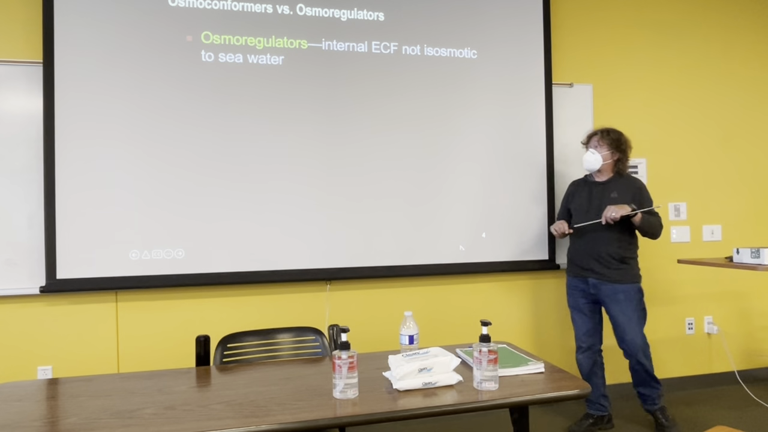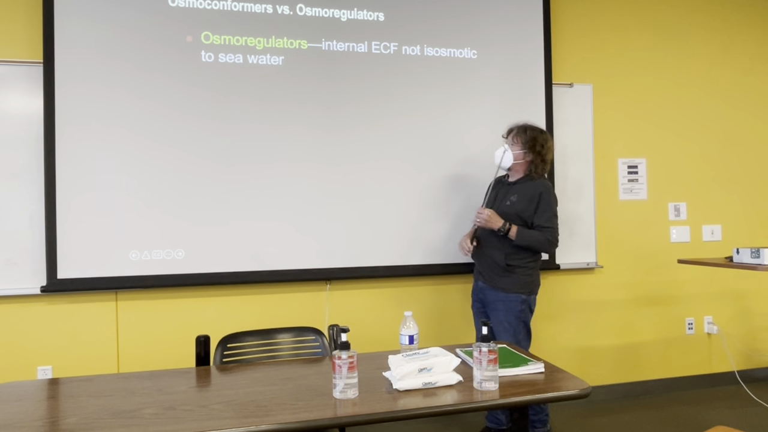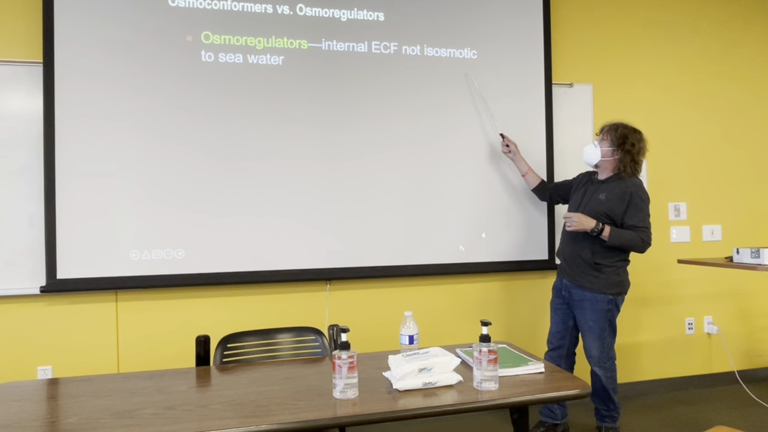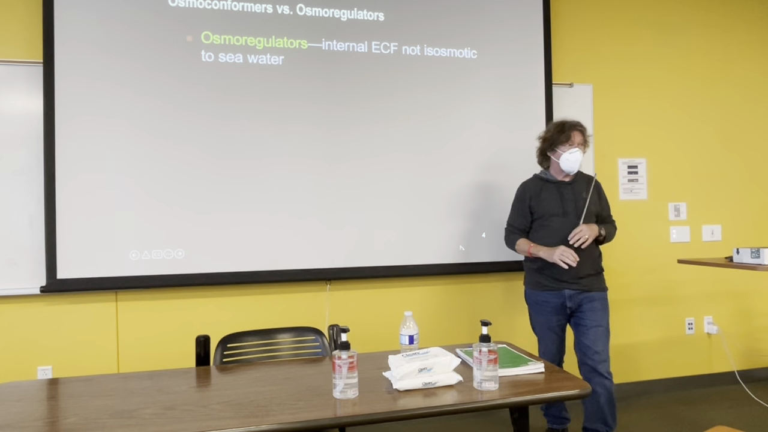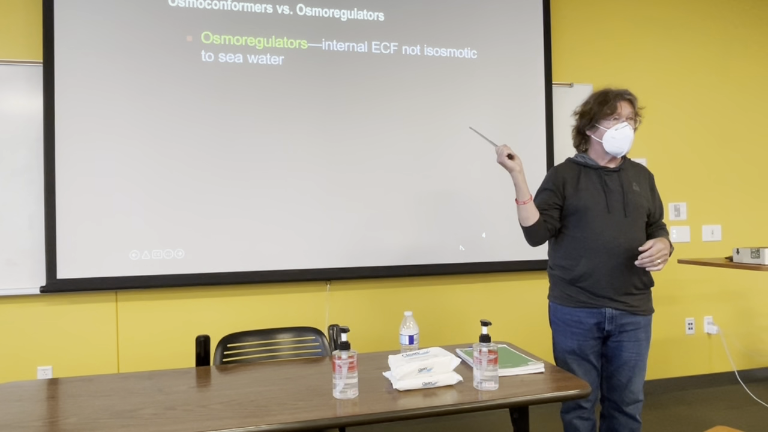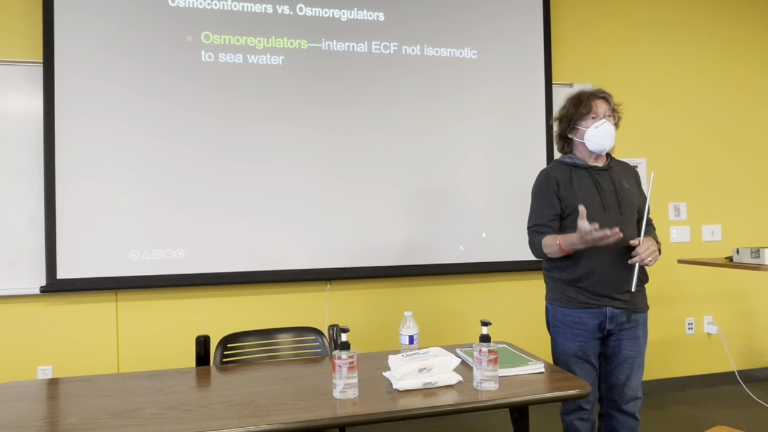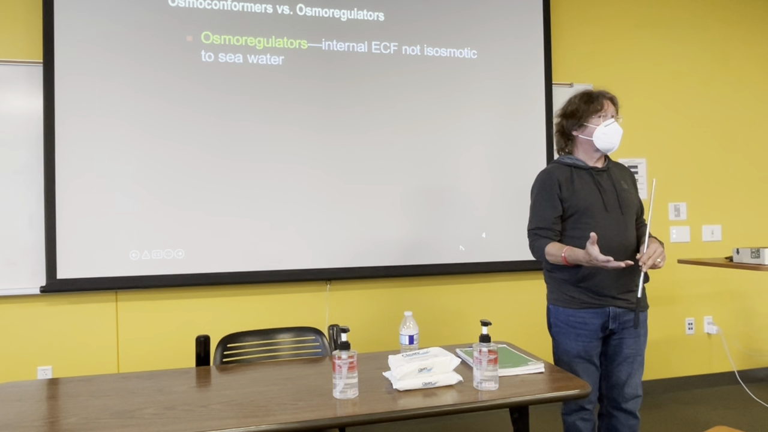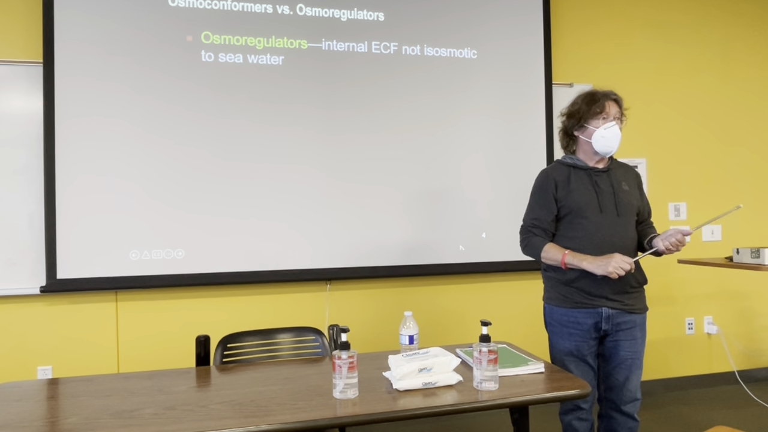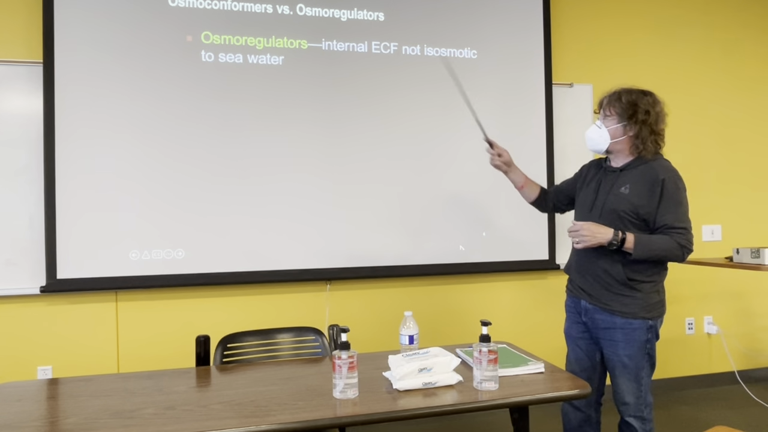Okay, then on the other hand, we have osmoregulators. Here, their interstitial fluids and extracellular fluids are not isosmotic to the surroundings. All terrestrial animals are ion regulators, okay? All animals that live in fresh water, not in the ocean, have to be ion or osmoregulators.